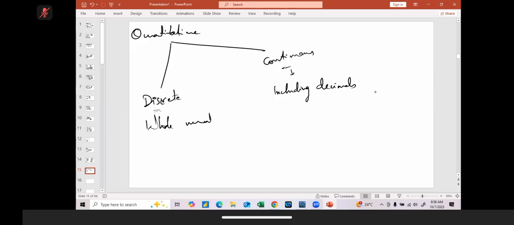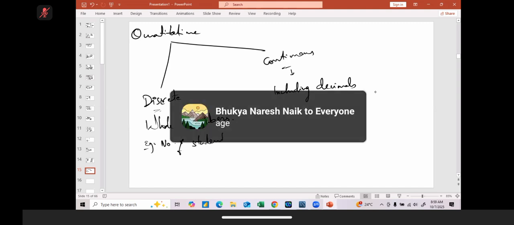Okay. Examples for discrete. Whole numbers. Simple: 1, 2, 3, 4, 5. But one situation based: number of students. Correct, whole numbers. Number of students.